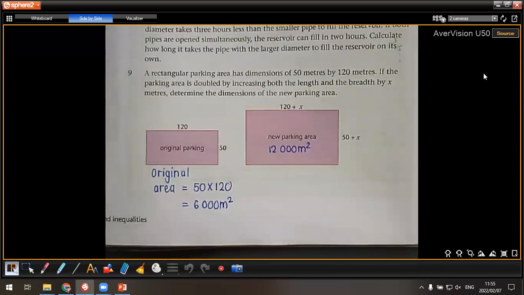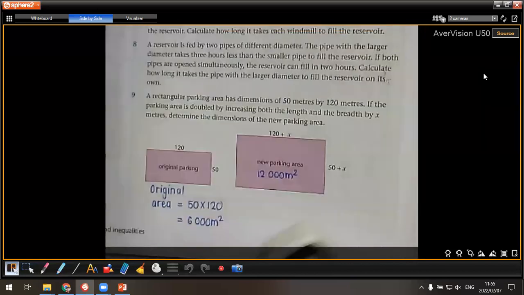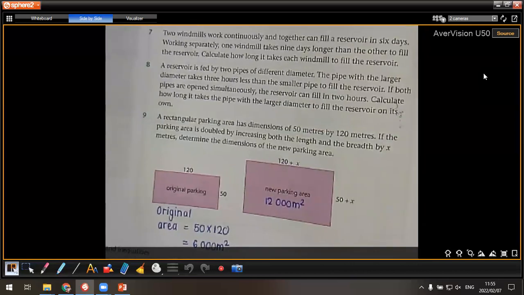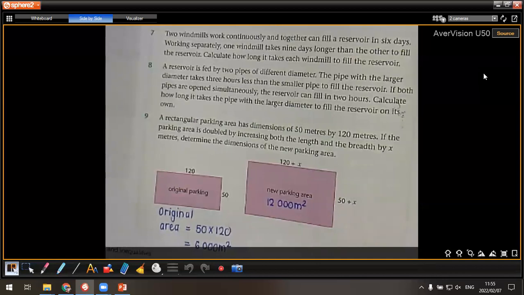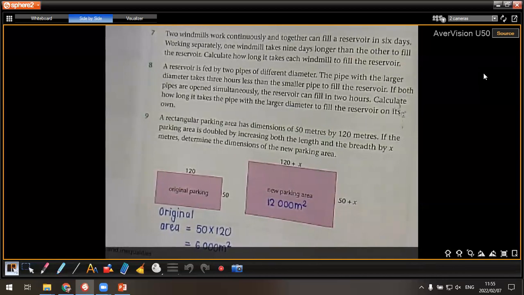Just lay it out nicely. You will start by writing what I wrote on the left: original area equals that times that equals 6,000. Therefore, new area equals 12,000. Then you set up the equation and solve it. Do that on your own, please, guys.